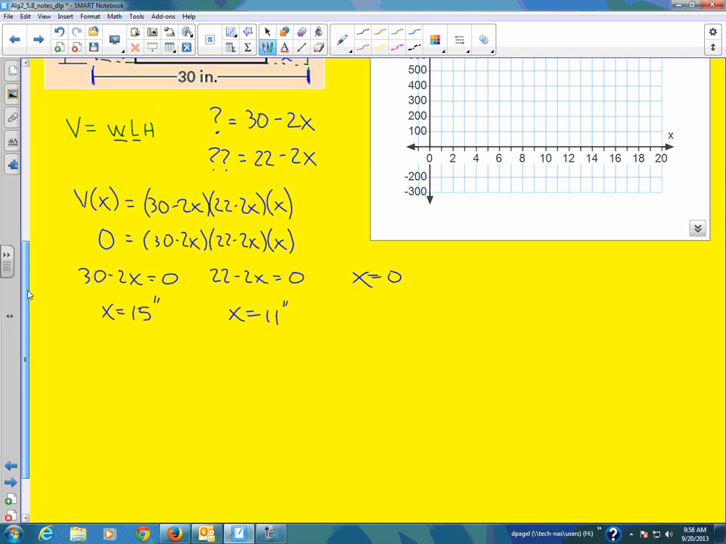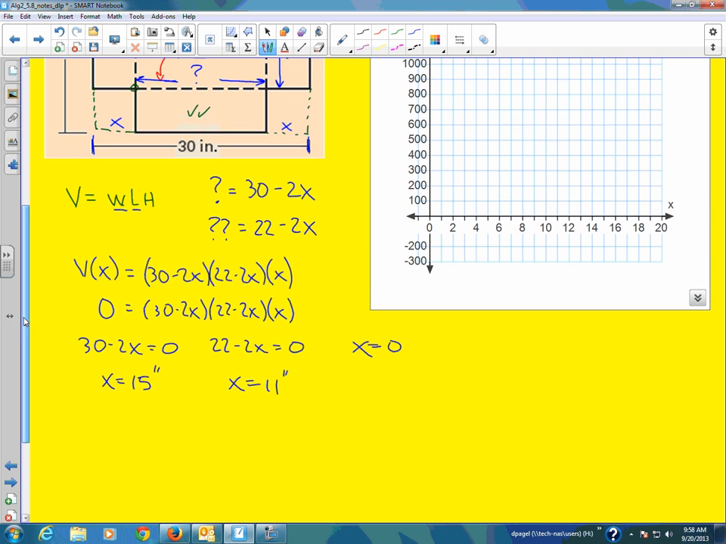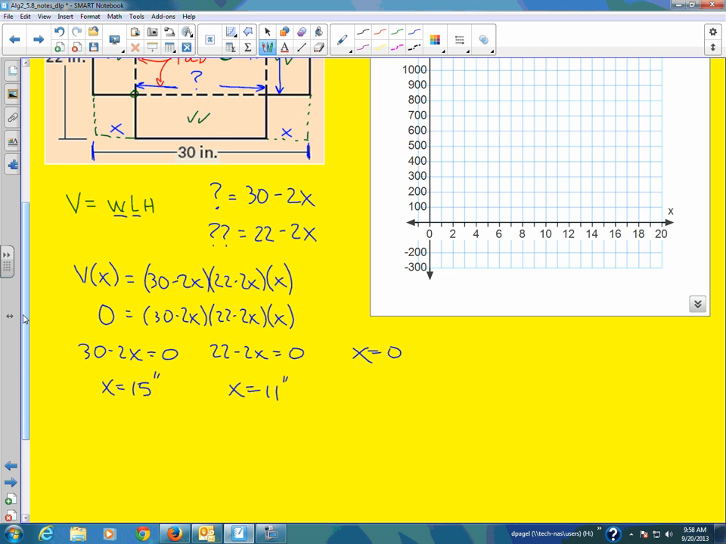So there's what we have, our 3 x-intercepts. We can put those x-intercepts on my graph. So if I were to do that, I'd have an x-intercept down here at 0, and then I'd have one at 11, and then I'd have one at 15. There's my x-intercepts. And then from here, we can go ahead and graph.